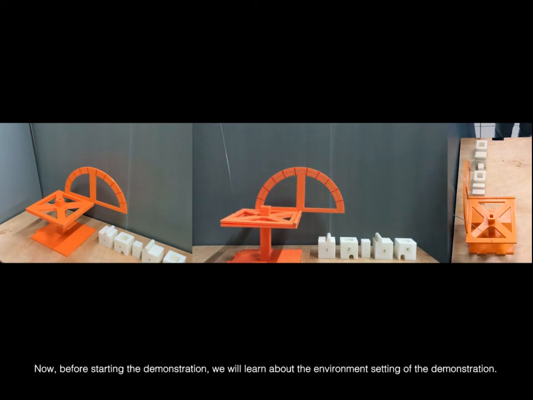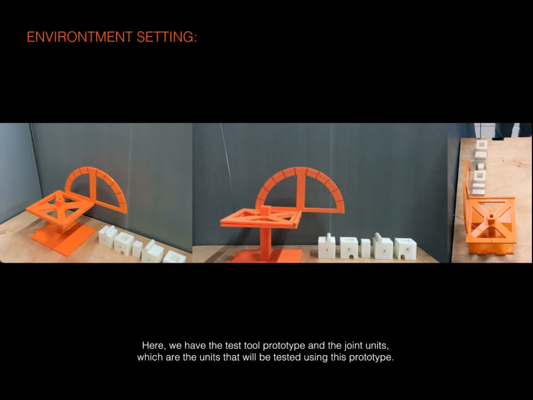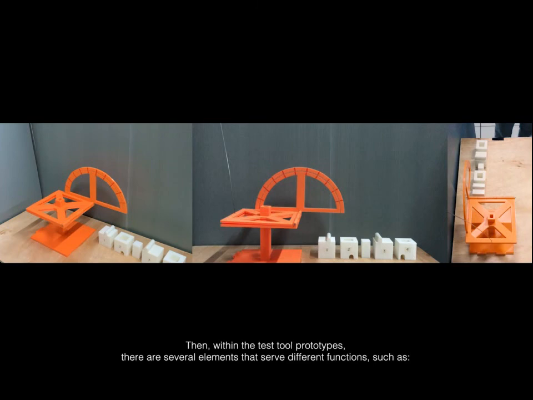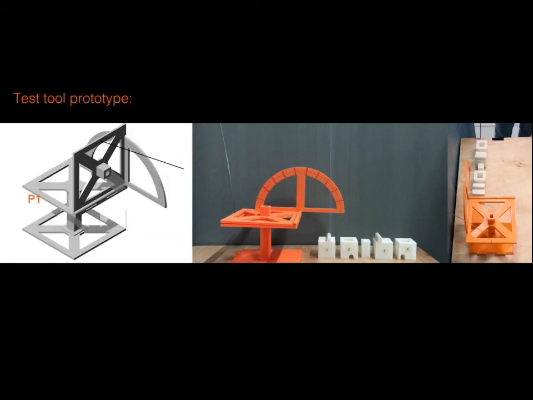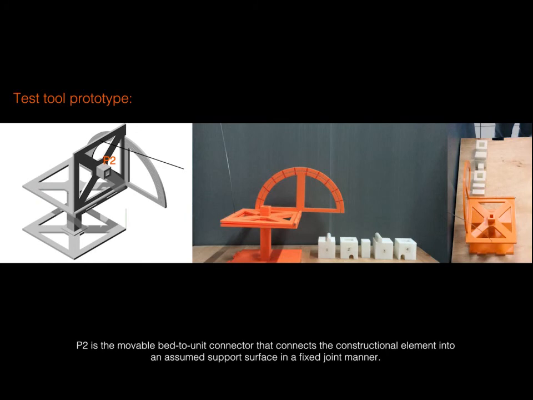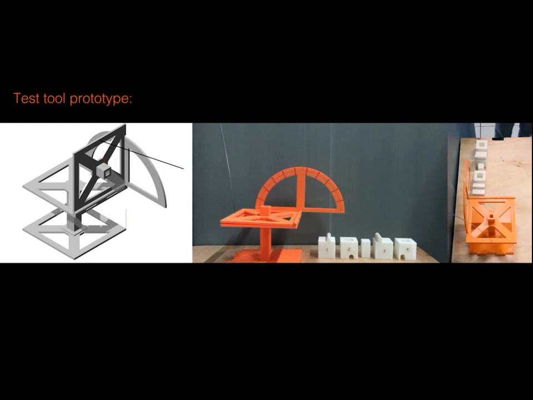Now, before starting the demonstration, we will learn about the environment setting of the demonstration. Here we have the test tool prototype and the joint units, which are the units that will be tested using this prototype. Then, within the test tool prototypes, there are several elements that serve different functions, such as P1. P1 is the still bed that serves as a fixed platform where the ground surface is assumed on the testing tool. P2. P2 is the movable bed to unit connector that connects the constructional element into an assumed support surface in a fixed joint manner.